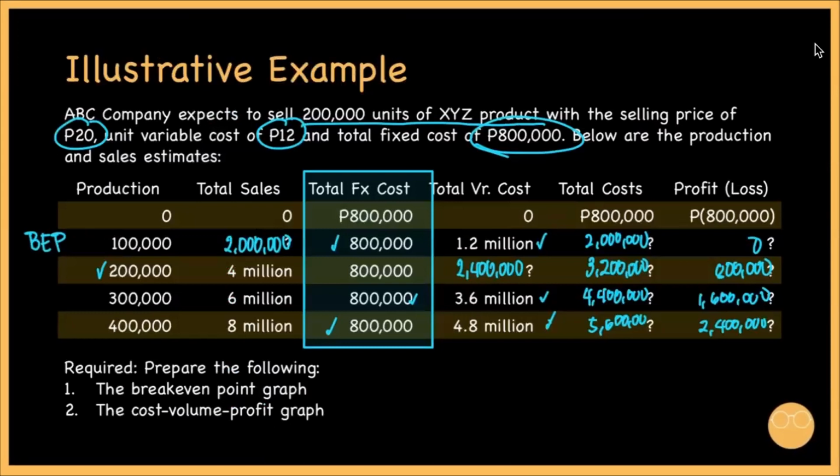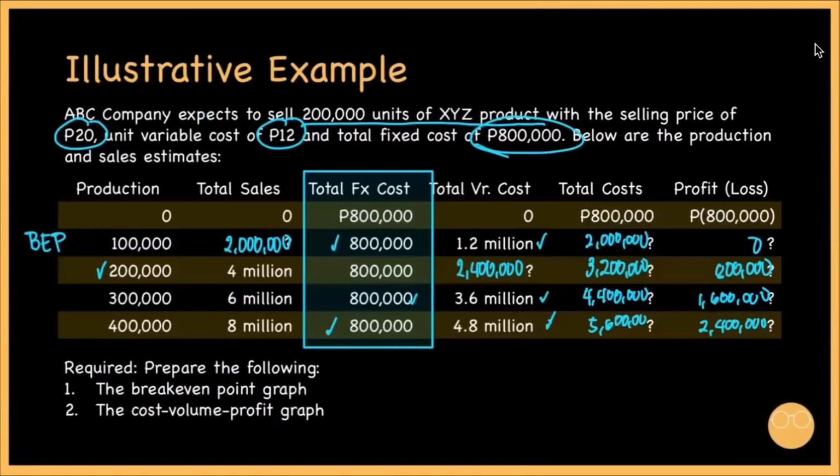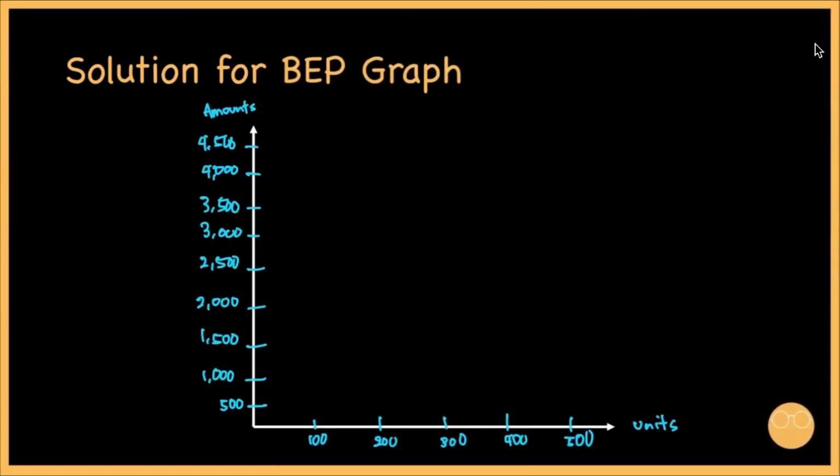Now that we have this kind of information, let's try to have the break-even point graph. So first, let's plot the total fixed cost amounting to 800,000. This will not be affected by the level of production. Our expectation on this one is that this is a straight line. So let's assume here that this is 800,000. Let's put a label of total fixed cost.